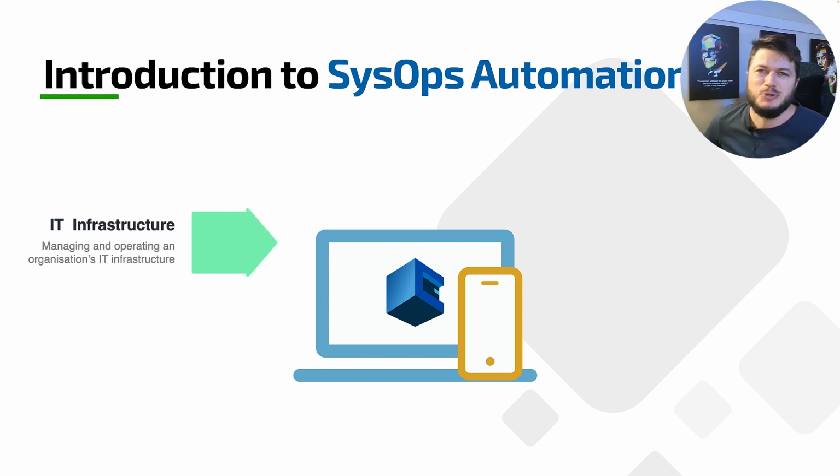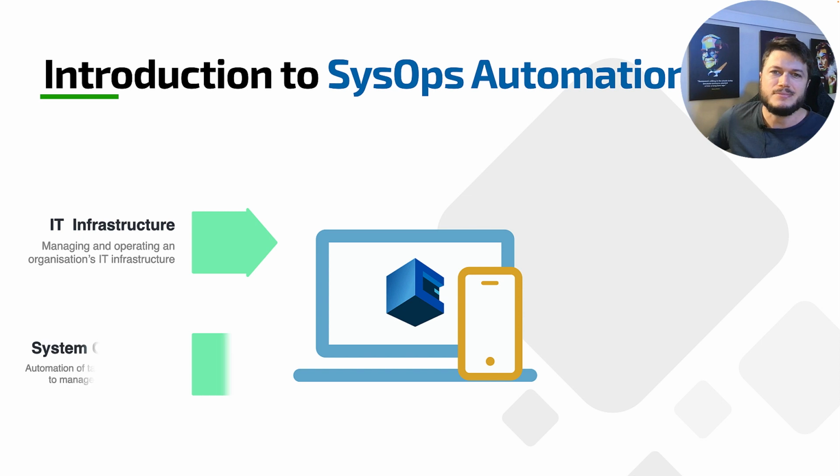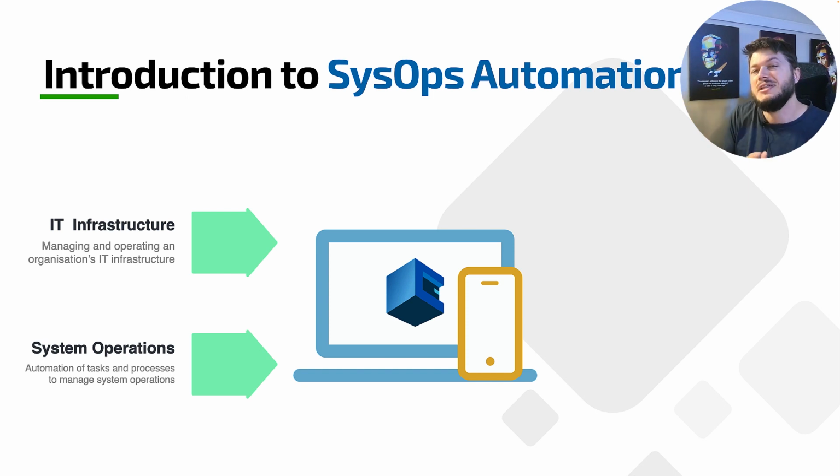SysOps, which is short for System Operations, refers to the set of practices and processes that are used to manage and operate an organization's IT infrastructure. This can include servers, networks, databases, storage systems, and other IT assets. SysOps Automation is the use of automation tools and techniques to streamline and optimize system operation tasks. Those tasks are typically made up of periodic tasks and aperiodic tasks.